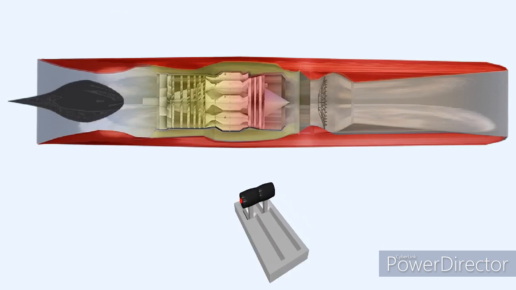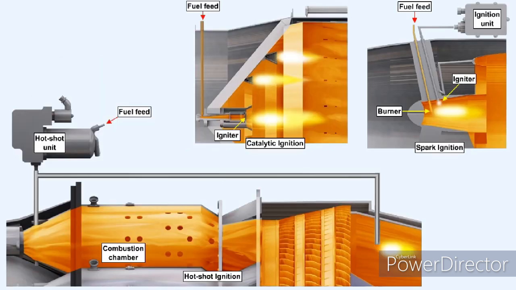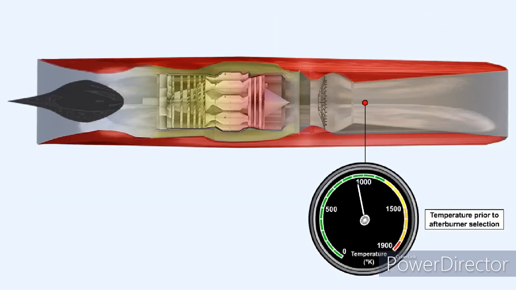When the afterburner is selected, an atomized fuel spray is introduced into the jet pipe through the burners. The atomized fuel spray is ignited by either an electric or catalytic igniter plug, or, in some systems, hot shot ignition. Once combustion is established, the gas temperature increases appreciably. The increase in thrust obtained due to the use of an afterburner depends entirely upon the ratio of the absolute jet pipe temperatures before and after the extra fuel is burnt.